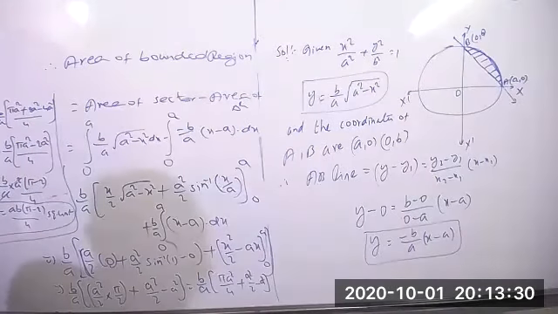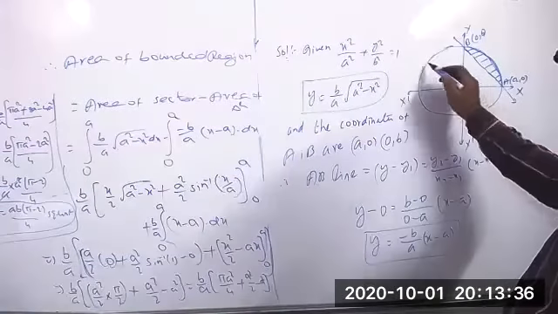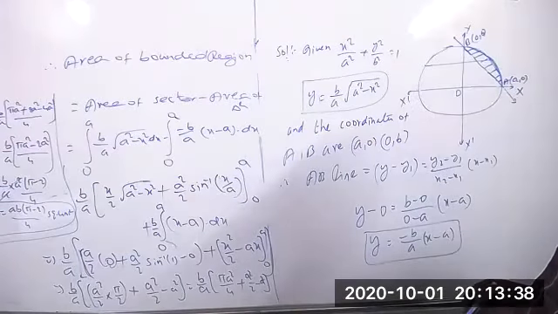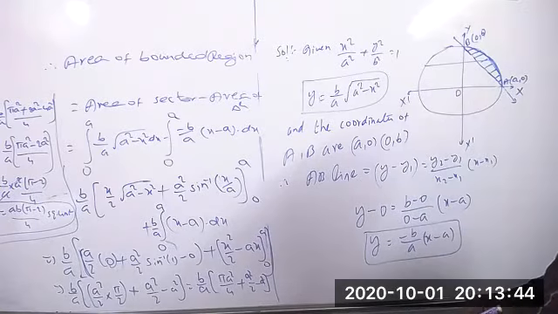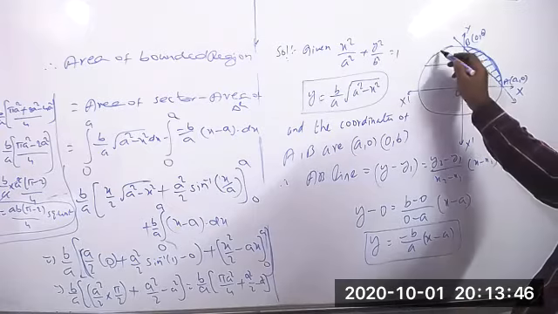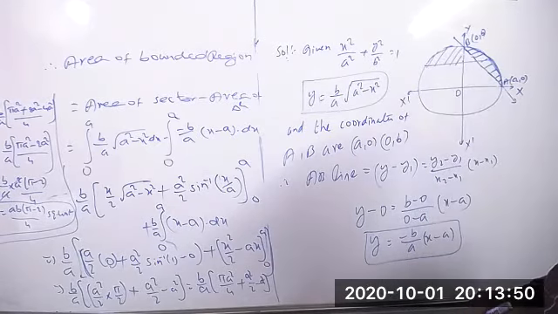Chord parallel to x-axis means y is equal to 0. The equation of the chord will be given. Then how to solve? Suppose it is like this, correct? And these two parts are the same or different? Same. So you can find this area and double it.